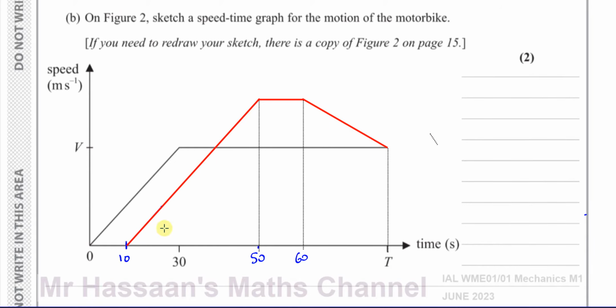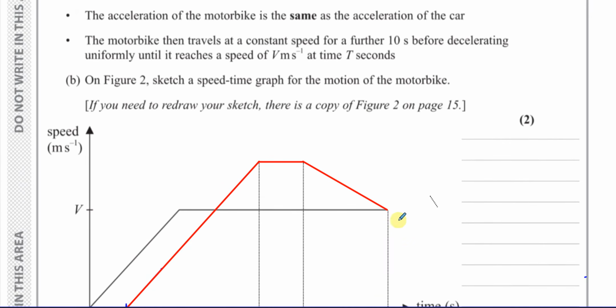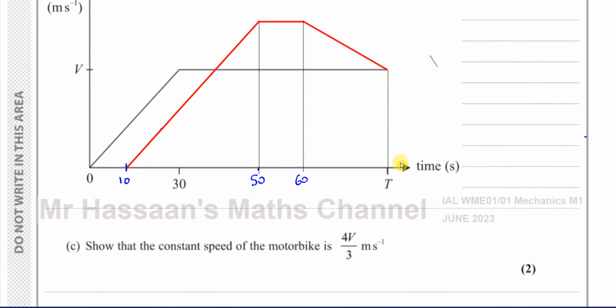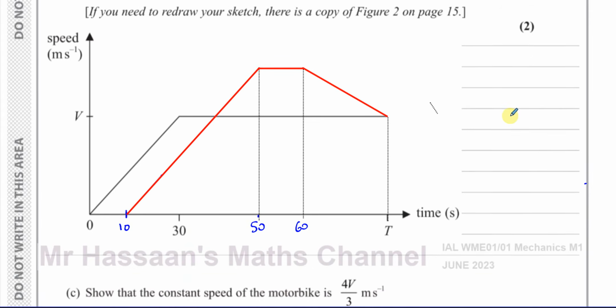All right, so here we have his whole journey broken up into these parts. It starts at 10 seconds, accelerates uniformly for 40 seconds. So by the time time is 50, he's stopped accelerating. Then he goes at constant speed for 10 seconds and then decelerates uniformly until he reaches a speed of v meters per second at t seconds. So they end up going at the same speed at the same time. Okay, so that's the sketch of the graph. So that's part B, 2 marks.